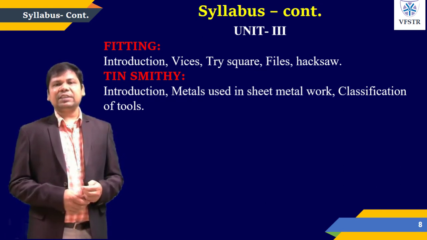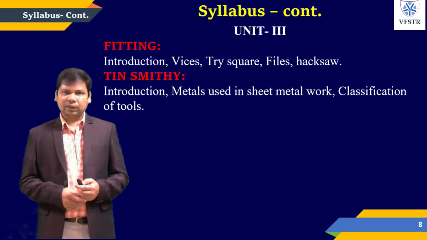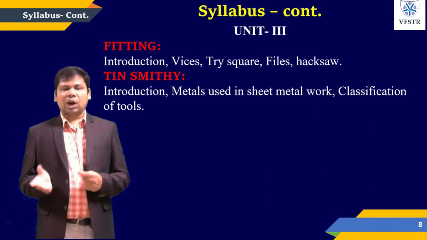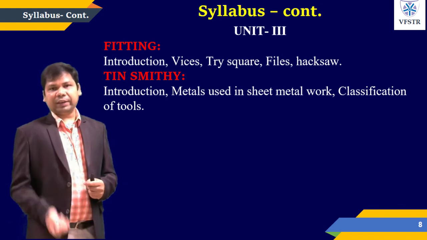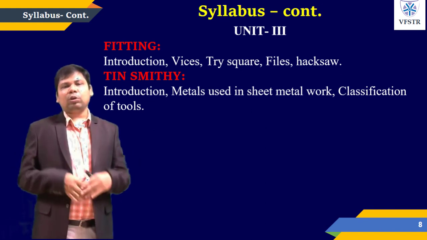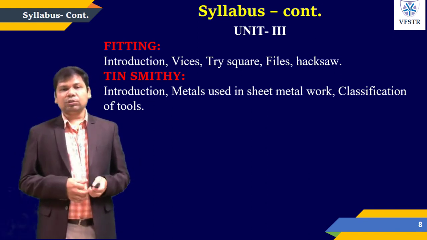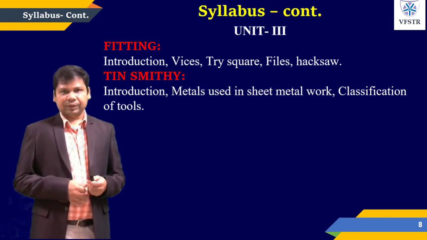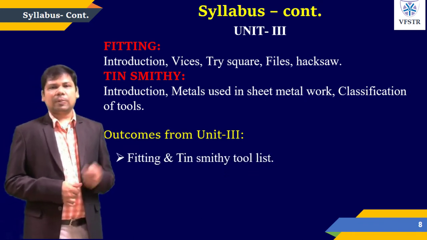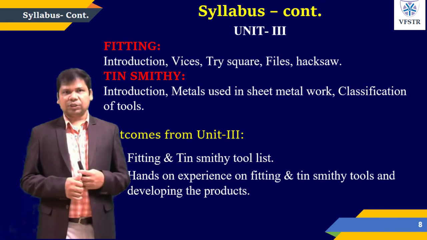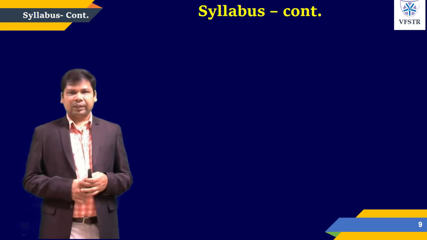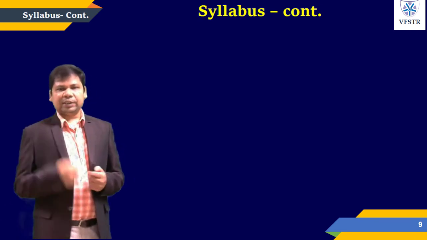Here we are dealing with thin sheet metal plates. Simply, it is nothing but galvanized iron plates. From that, how to work, that means how to bend, how to shear, how to make a blanking, how to make a product with the help of thin sheet metal to make it a suitable finished product. Those things will be dealt with in tinsmithing. The third unit is about fitting and tinsmithing, and the outcomes will be learning the tools used in tinsmithing and fitting operations, and hands-on experience in fitting and tinsmithing to develop products. The three units are completed, the three trades we learn.